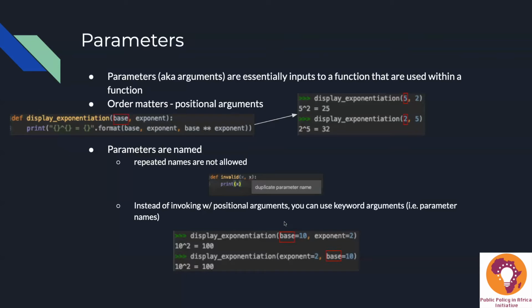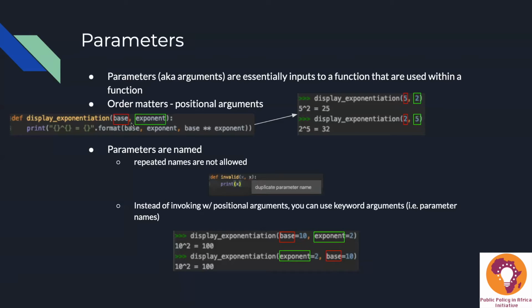So here I've now boxed in every reference to base in red. Base is the first argument in display exponentiation. So if I'm using positional arguments, the first value that I pass in the parentheses is going to be my base value. And if I'm using keyword arguments, whatever I set base equal to in the keyword argument is what base is assigned up here. So we have a couple options for how we reference base.